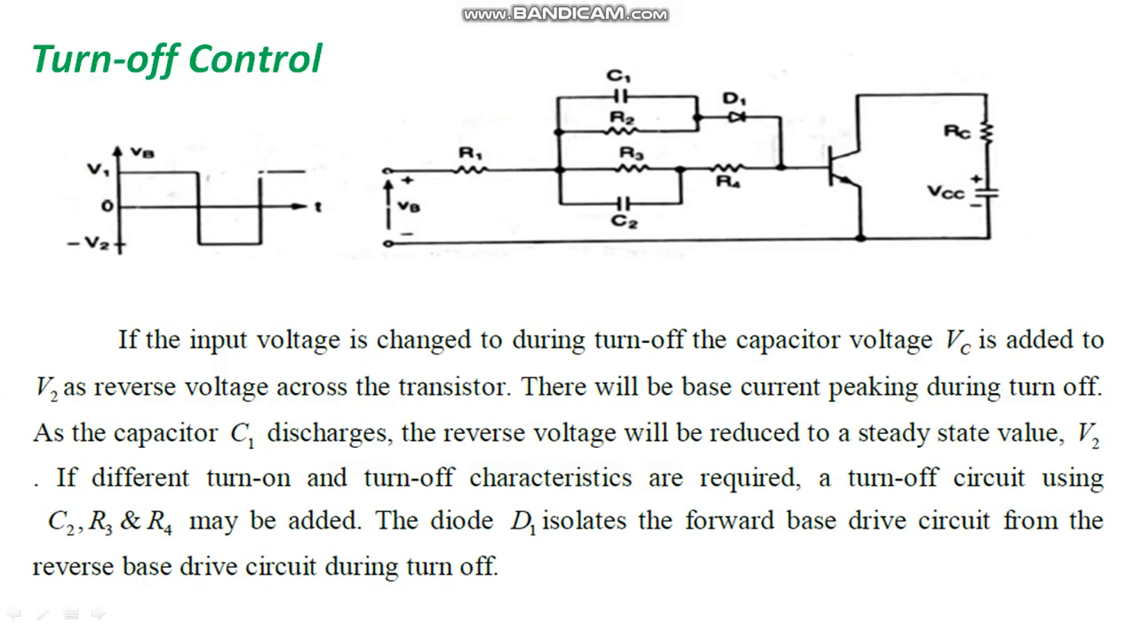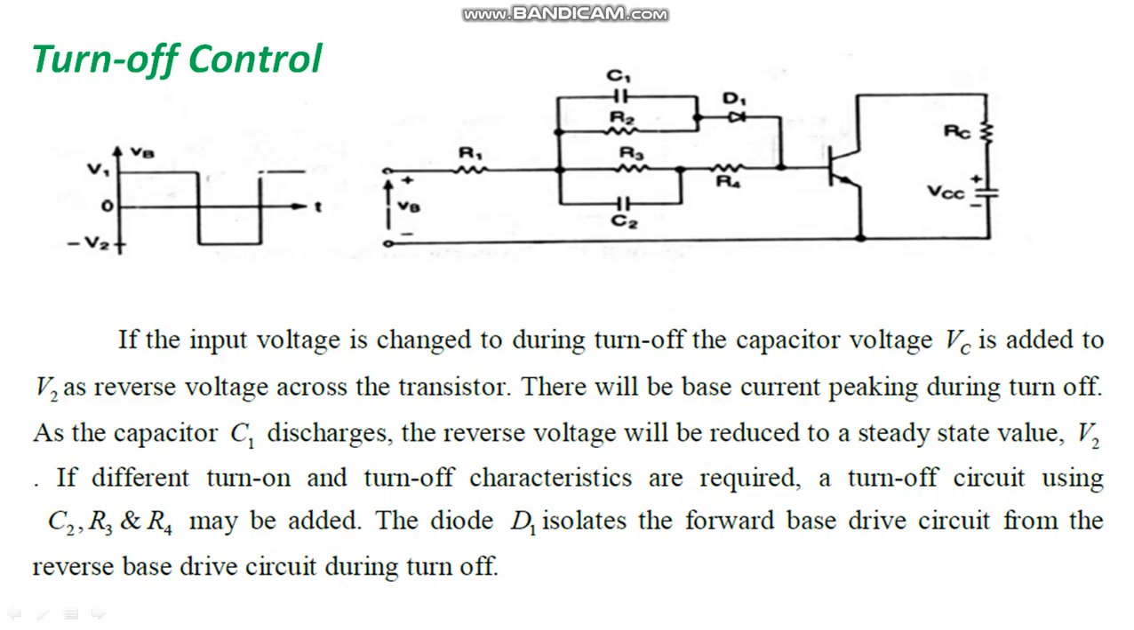Diode D1 separates or isolates the forward base circuit from the reverse base circuit during turn off. That's the speciality of diode D1. And also you can see the capacitor C2, R3 and R4. They are added for controlling the turn off time. So that's the speciality of R3, C2 and R4.